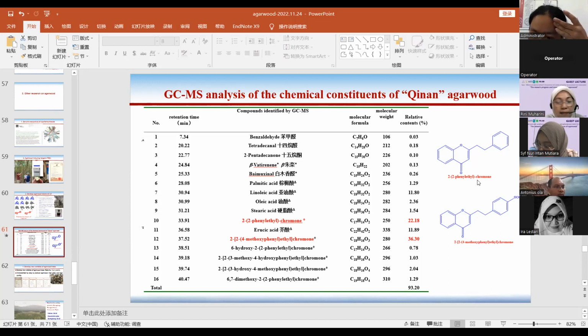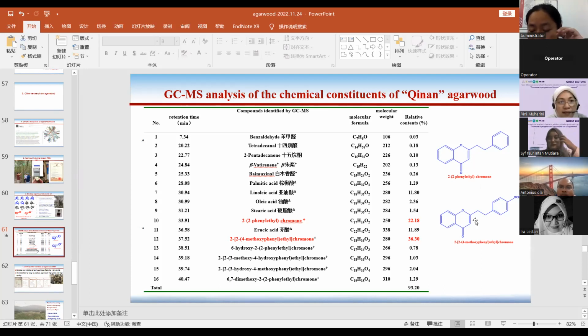Yeah. But actually, the ones that give a very nice and long-term smell are these two compounds. Not only these two compounds. Actually, after fire, maybe some other chromones can also give the smell. But these two compounds naturally can also give the smell.